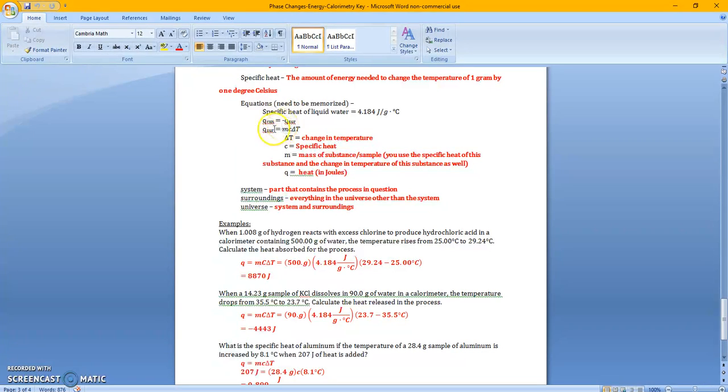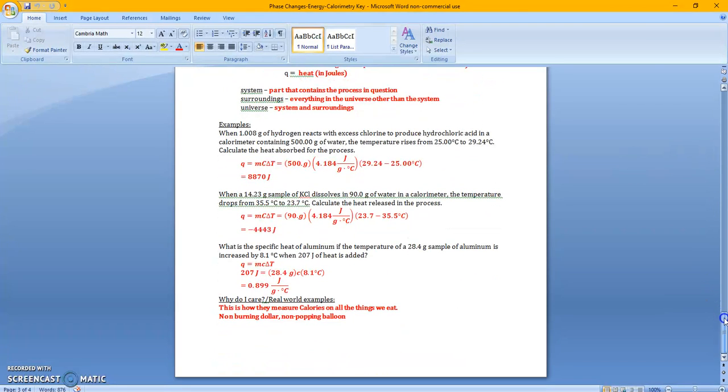So that negative sign doesn't actually mean a negative number, like it's on the opposite side of your number line, like it does in math. That negative sign just means that you are releasing heat. So if you have a negative sign on your heat, that means you're releasing heat. If you don't have a negative sign, if it's positive, that means you're absorbing heat. All right? So let's look at our examples.